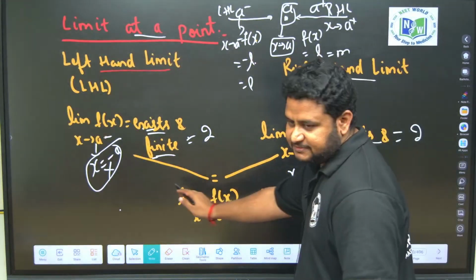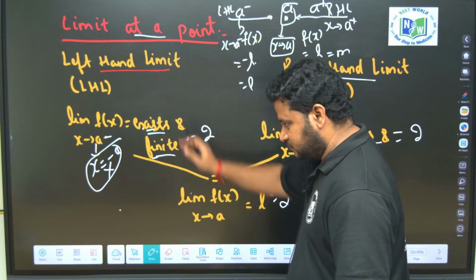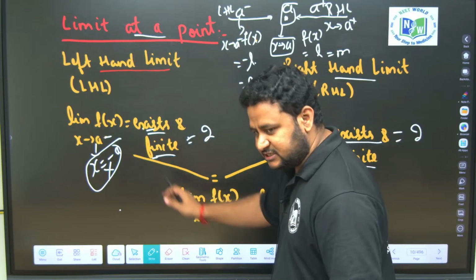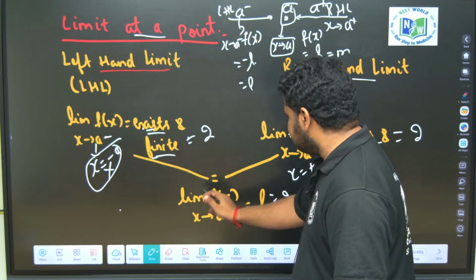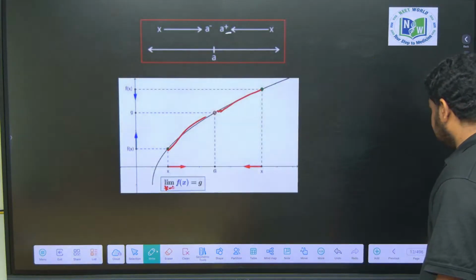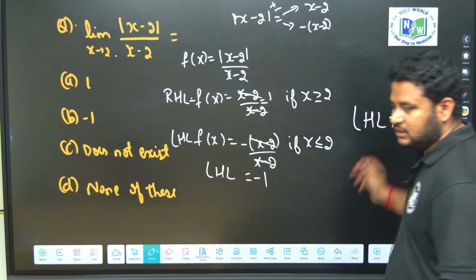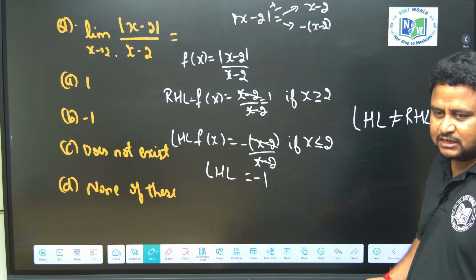This LHL, observe here carefully. I'll share this with you, for our students, no need to worry. So this LHL should be equal to RHL, but here it is not equal. So it is not equal means what? Does the limit exist? The limit does not exist.